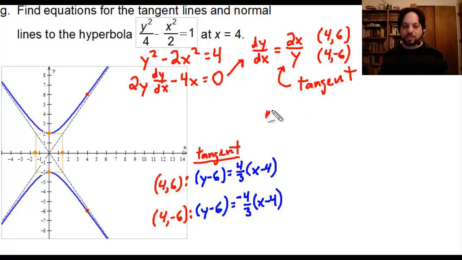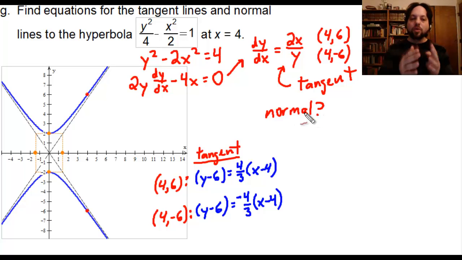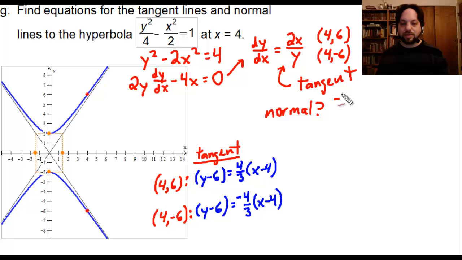What is going to be the slope for my normal lines? Now, remember I did say that normal lines are simply perpendicular to the tangent lines. So if the slope of a tangent line is 2x over y, what would be the slope of a normal line? Well, it would just be the opposite reciprocal, negative y over 2x. And so let's go ahead and find the normal lines at these 2 points.